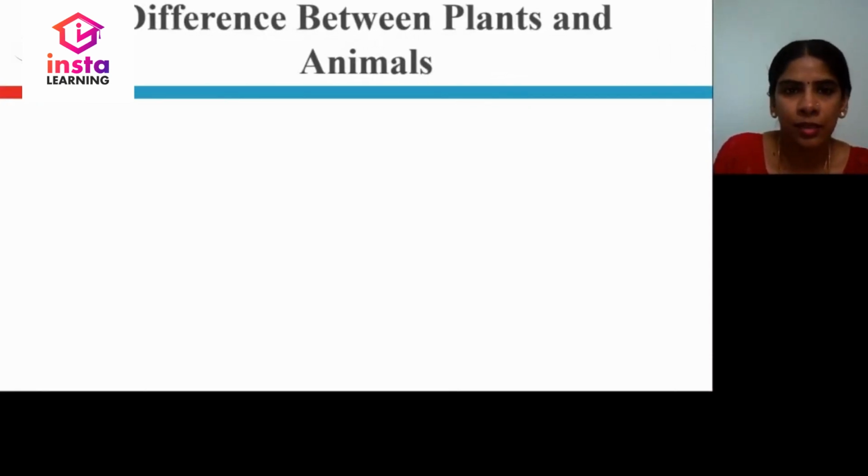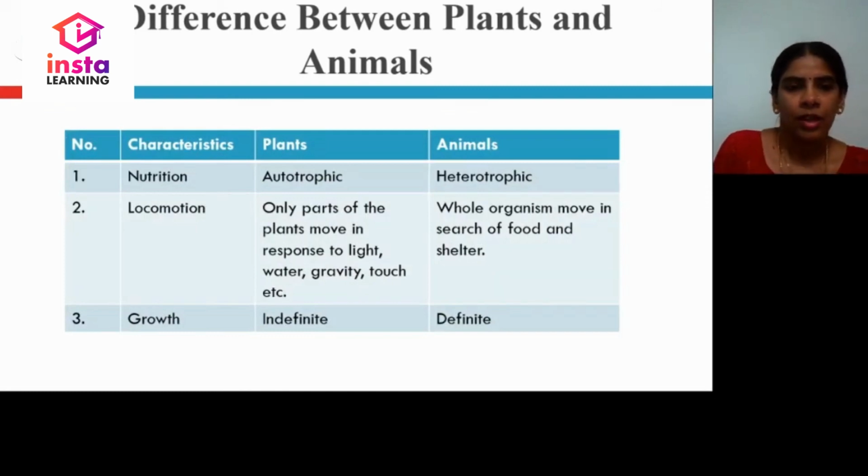Let us read the differences between plants and animals. Let us take the characteristic nutrition. Plants are autotrophic because they can prepare their own food. Animals are heterotrophic because they depend on the plants for food.